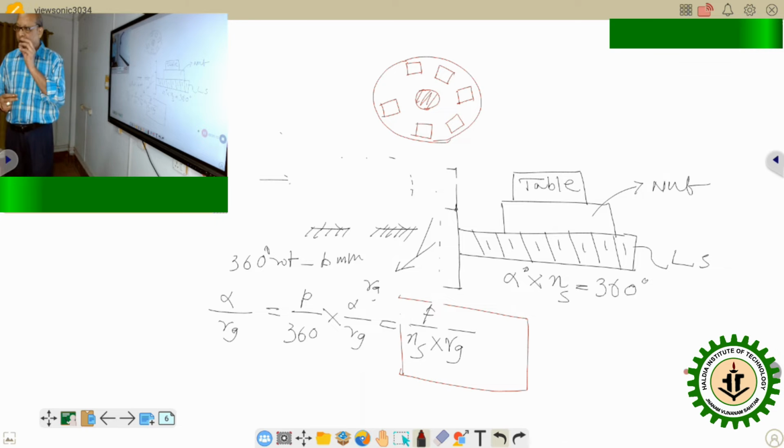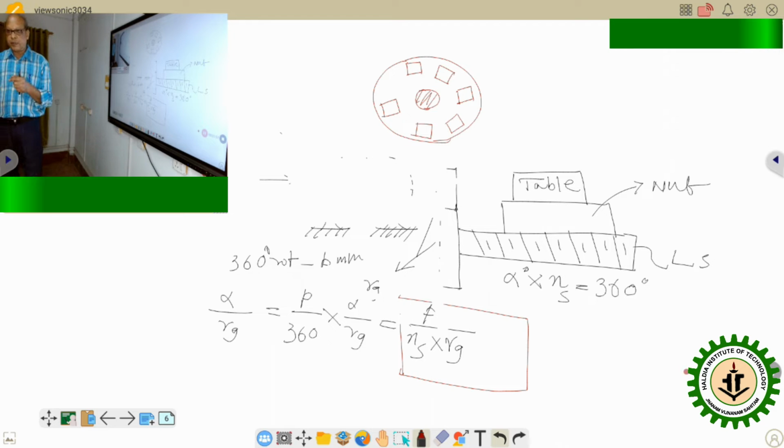If the encoder is mounted on a smaller gear, then for one complete revolution of the lead screw, the encoder disk will undergo more number of rotations. Is it clear? If the encoder disk is mounted on a smaller gear and the lead screw is connected to a larger diameter gear, then for one revolution of the lead screw, the encoder disk will undergo more number of revolutions. That means for the same displacement, it will emit more number of pulses.